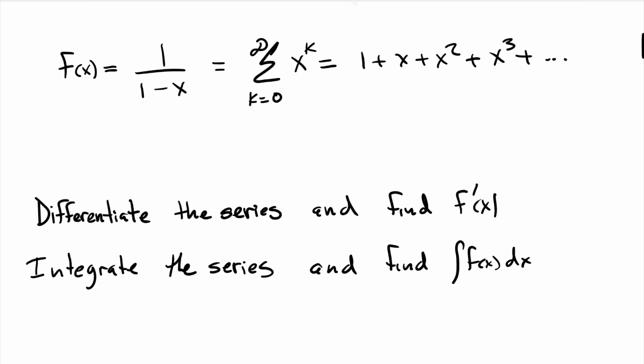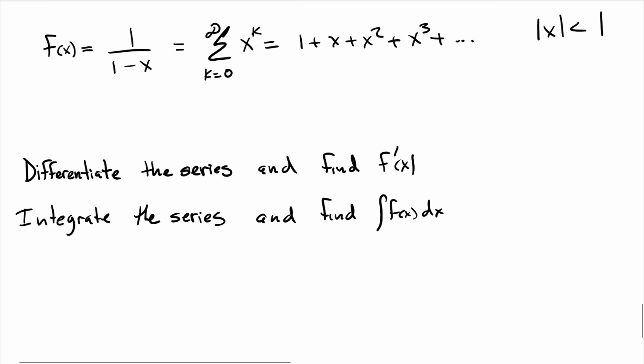There we go. So f of x is equal to 1 over 1 minus x that we can represent as the sum from k equals 0 up to infinity of x to the k, which would be equal to 1 plus x plus x squared plus x cubed plus dot dot dot continues on forever. So we want to differentiate the series and find f prime of x. Now this is kind of similar to the rules we learned with derivatives and integrals, that we can go term by term. If you have some pluses, then let's go.